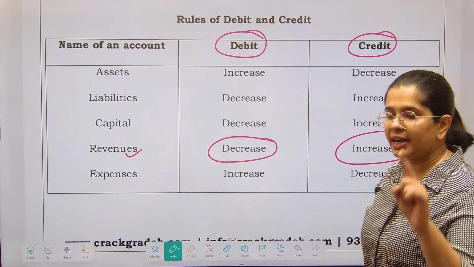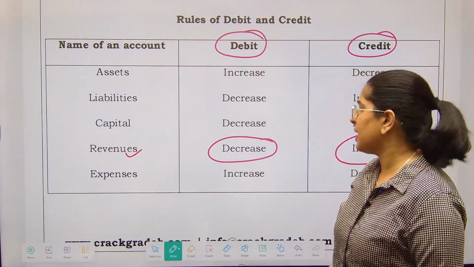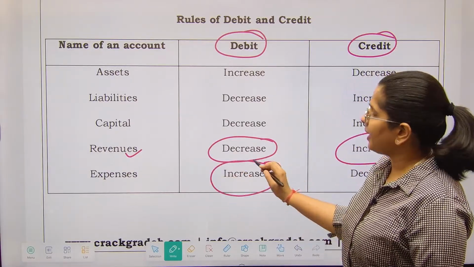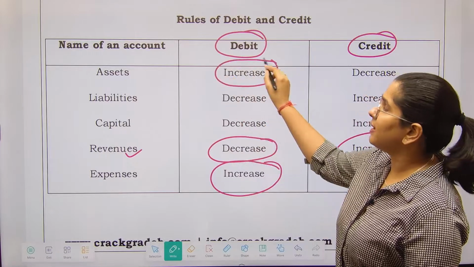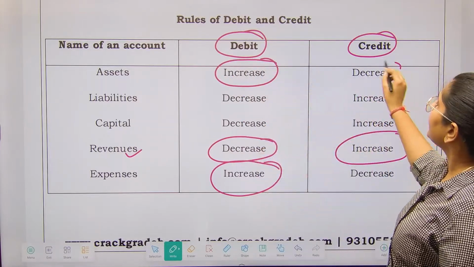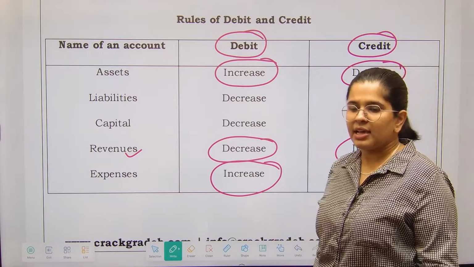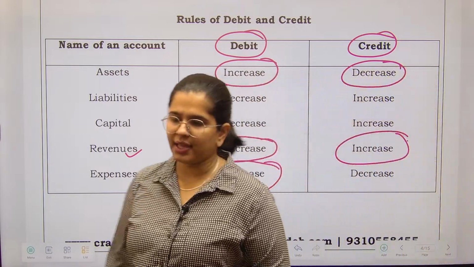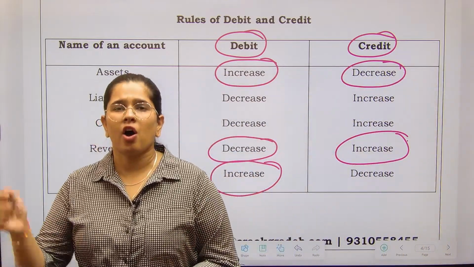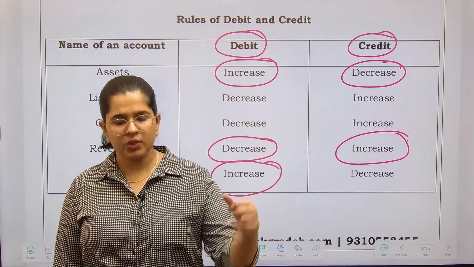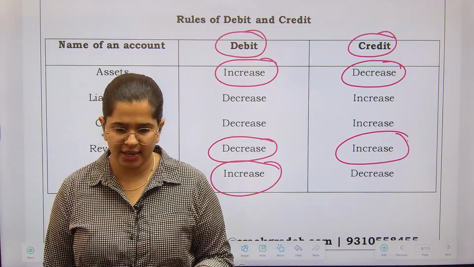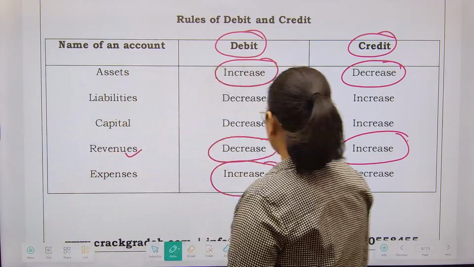For expenses, debit all the expenses. That means by debiting, expenses will increase. By debiting, assets will increase. By crediting, assets will decrease. So it is a kind of depiction of what we have studied earlier in types of accounts. उसी का ये एक आपके लिए depiction है, nothing else. Fine. Now let us move ahead.